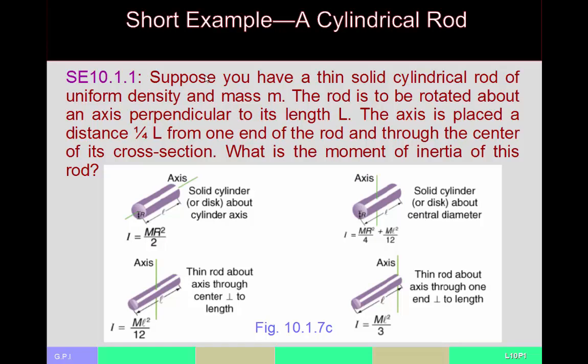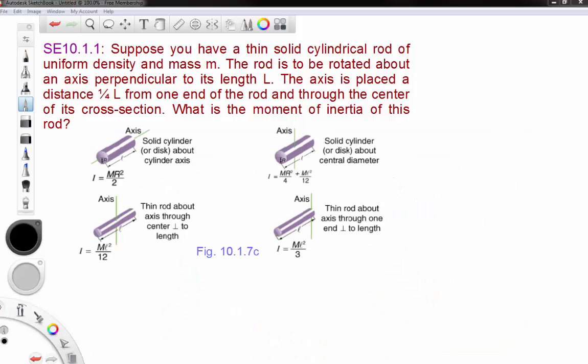Alright, so let's look at another short example. Suppose you've got a thin, solid cylindrical rod, and instead of placing the axis at any of the points being shown here, you place it 1/4 of the distance from one end of the rod. So what's the moment of inertia going to be for this rod? Placing it 1/4 of the distance from the end, let's say that L1 is 3/4 of L, and L2 is 1/4 of L. And M1 is going to be 3/4 of M, and M2 is going to be 1/4 of M.